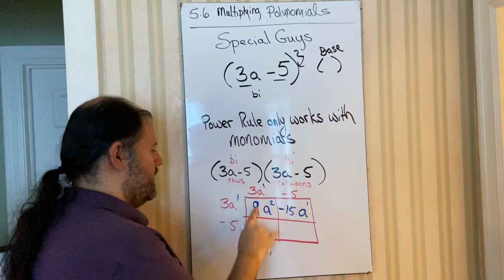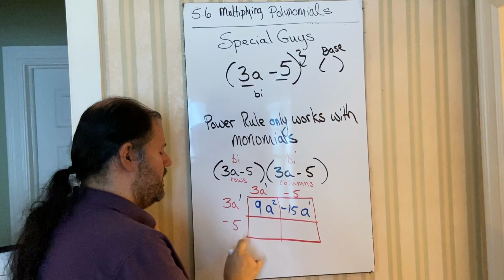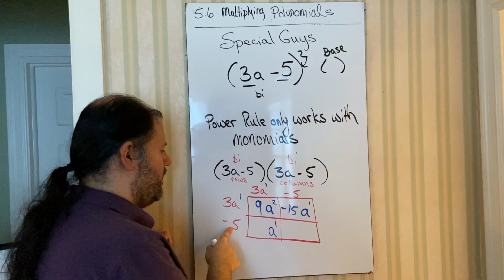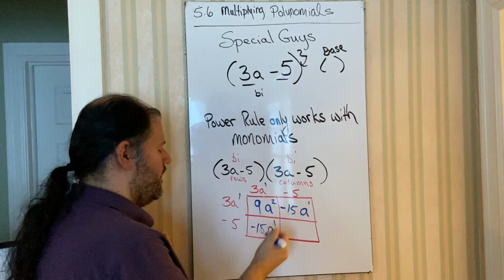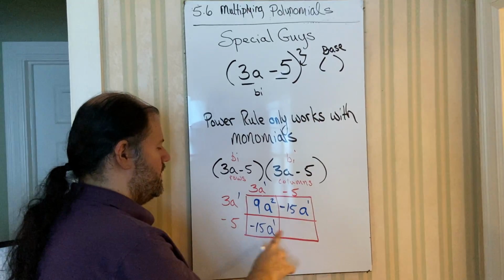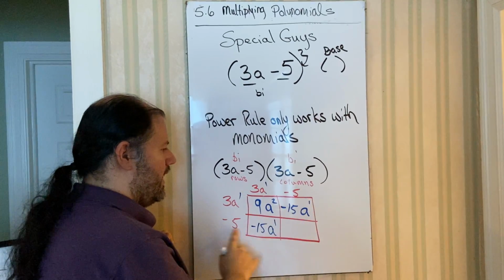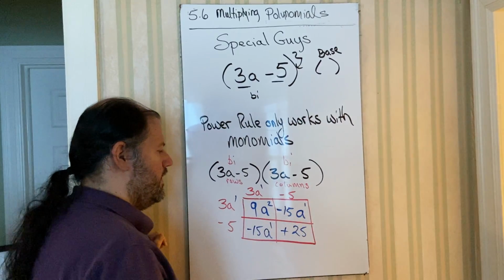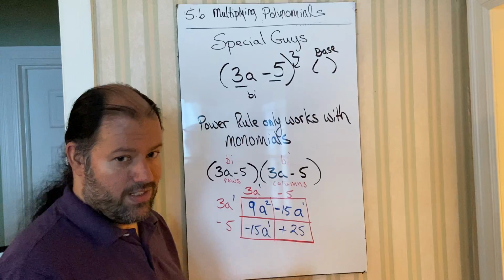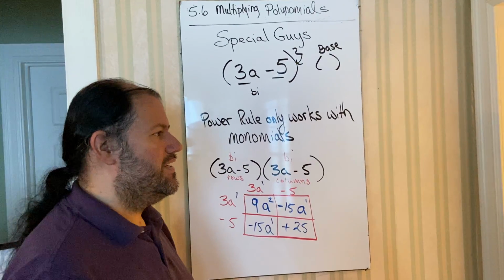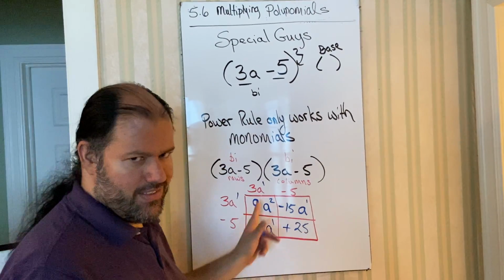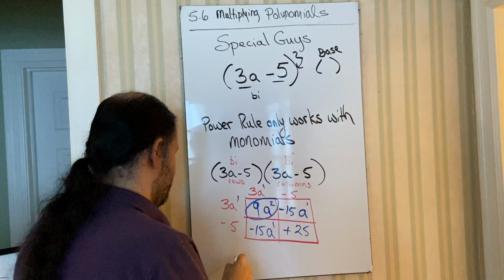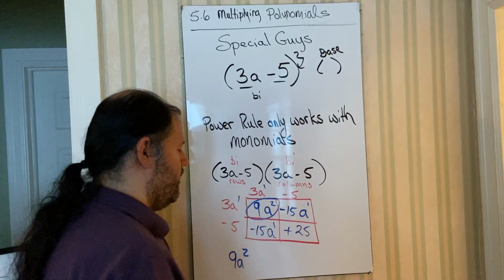This times this, 1a on top, none over here, still have the 1 on top. And then 3 times negative 5, negative 15. And then this times this, negative 5 times negative 5 is going to be a positive. 5 times 5 is 25. Now that you have the individual squares filled out, descending order, they're all a's, so that's good. I'll start with a squared first. Looks like that's the only a squared term.